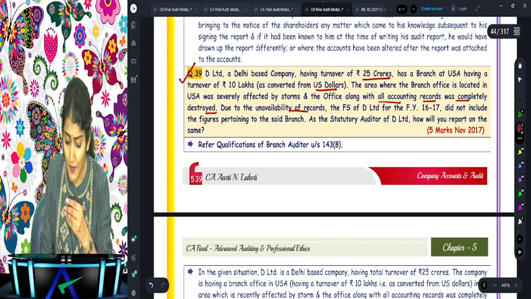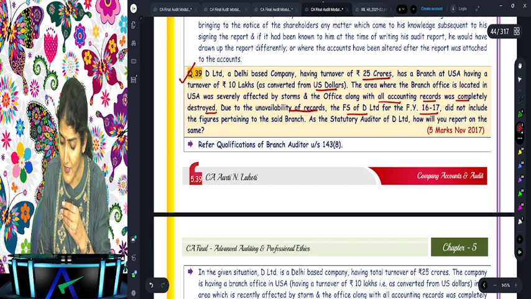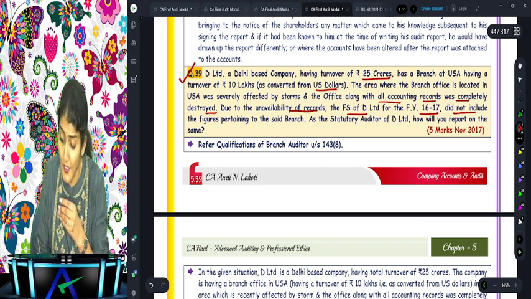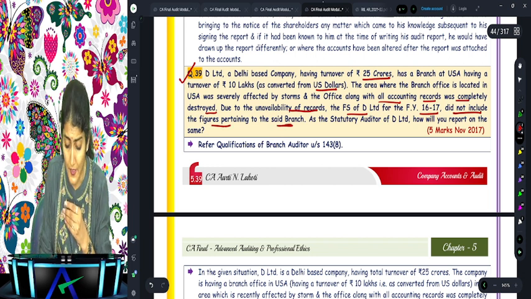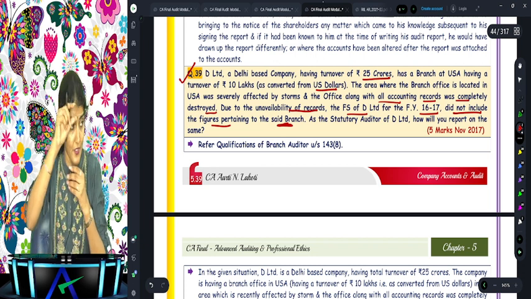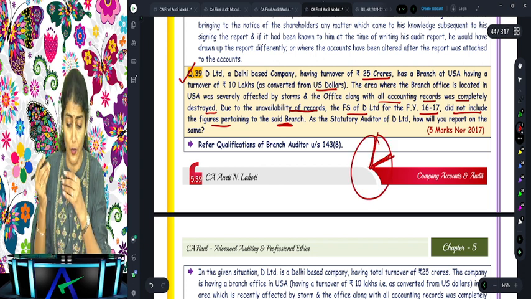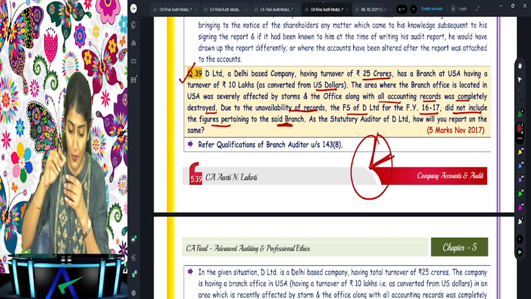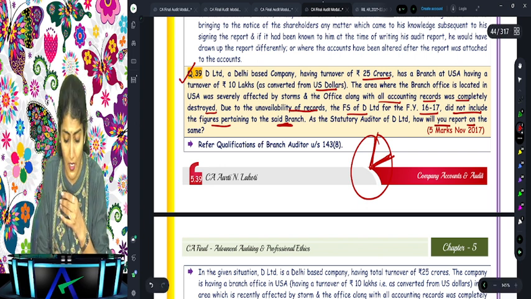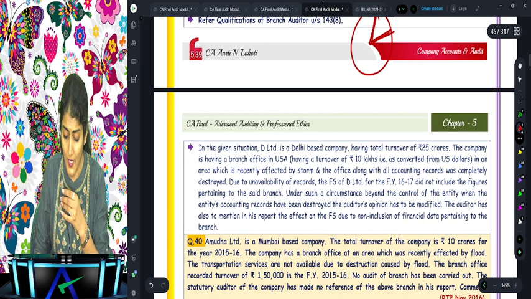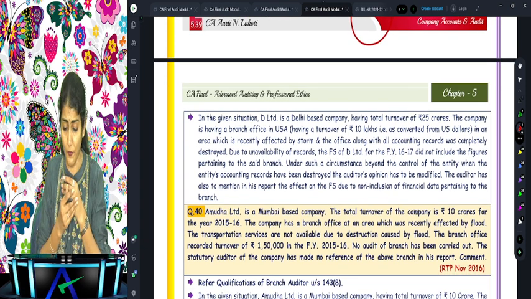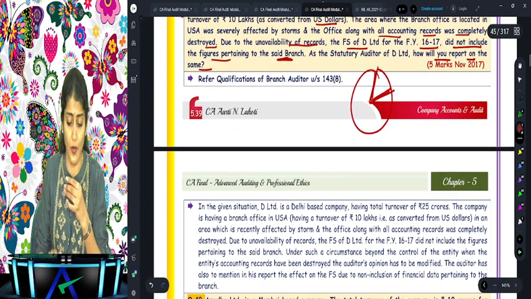Due to the unavailability of the records, the financial statements of 16-17 did not include the figures pertaining to the said branch. The company financial statements, did it include the branch figures? No, due to the unavailability of the records. As the statutory auditor, how will you report on the same? So do the company accounts give a true and fair view? No, they do not give a true and fair view.